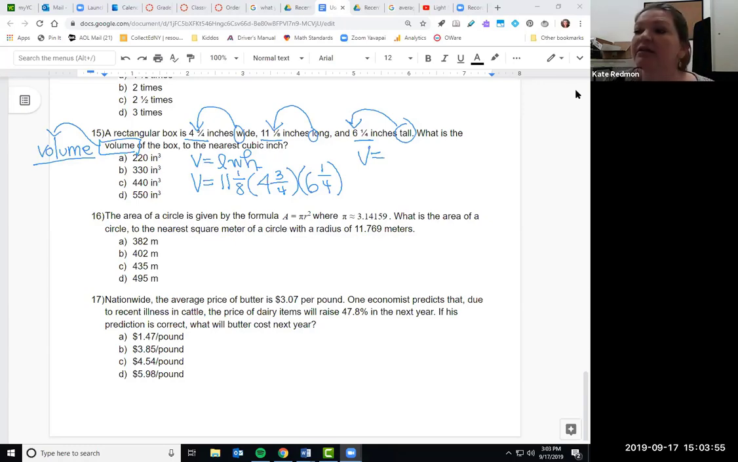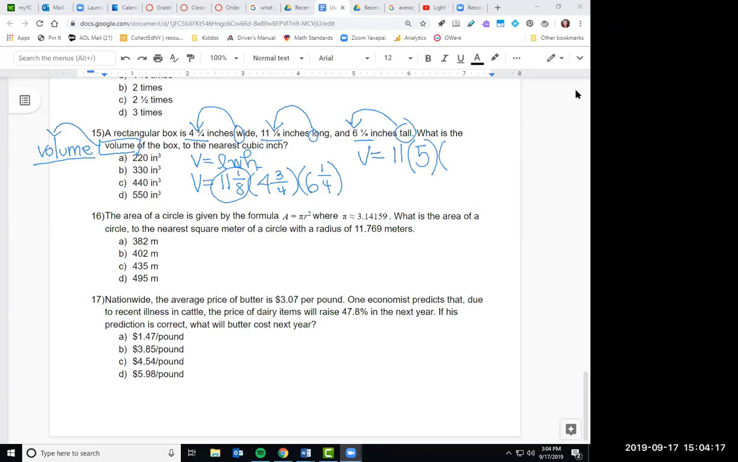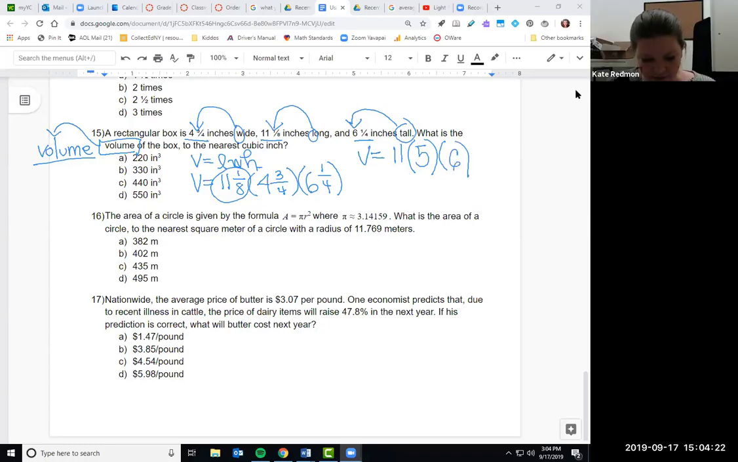Let's just estimate. So 11 and 1/8 is about how much? 11. It's much closer to 11 than 12 if I just have 1 out of 8 pieces. Then 4 3/4. What do you think? Closer to 4 or closer to 5? 5. Closer to 5. I got 3 out of 4. And 6 1/4, closer to 6 or closer to 7? 6. I just have 1 out of 4 pieces. So even if I was running out of time, completely forgot about fractions, I was losing my mind and hyperventilating, I could do a decent estimation.